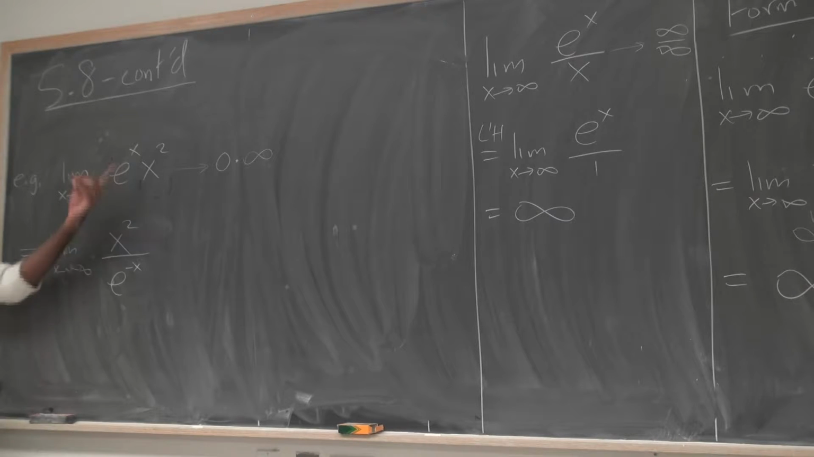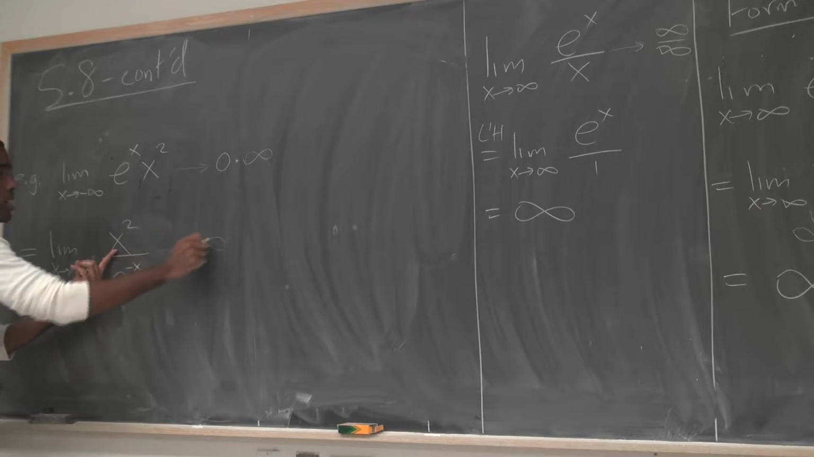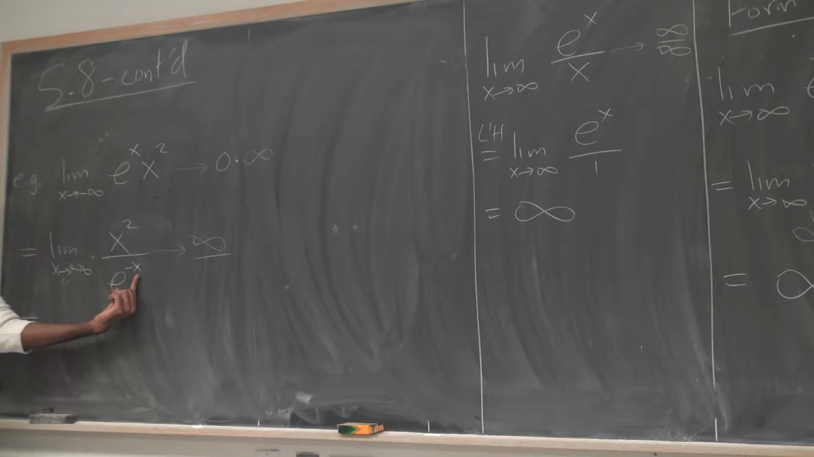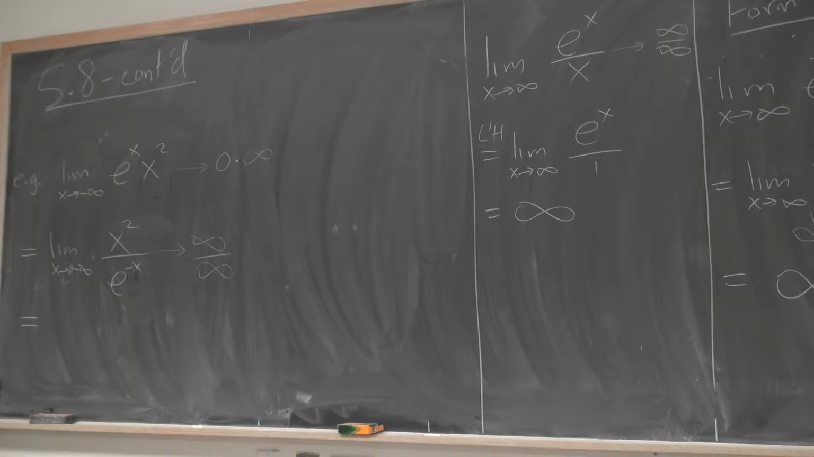Right? If bringing the x onto the bottom causes trouble, bring the other guy onto the bottom. This approaches what now? Infinity over, if I plug in negative infinity here, negative times a negative infinity gives me positive infinity, which gives me e to the infinity. So that also gives me infinity. I get infinity over infinity now. I can apply L'Hopital's rule. So let's do that.